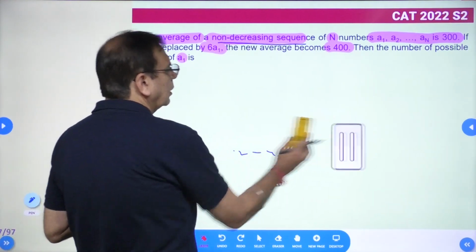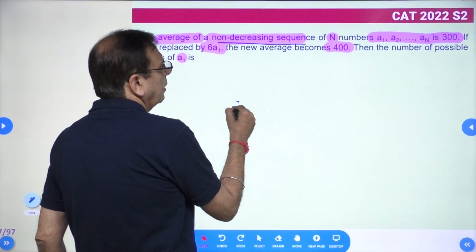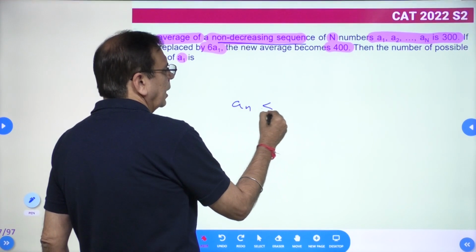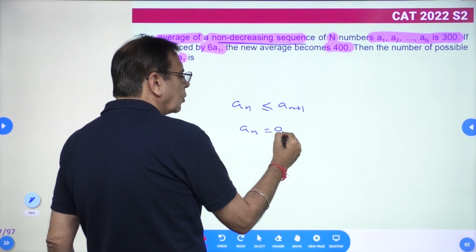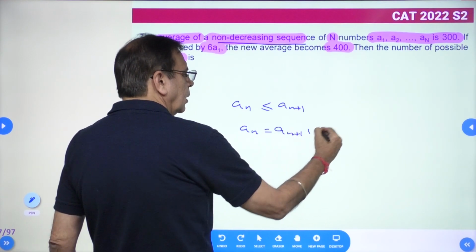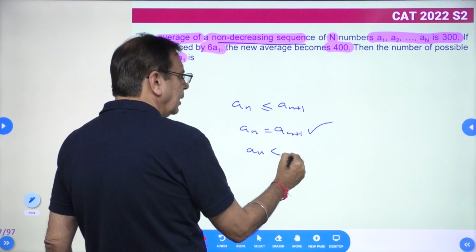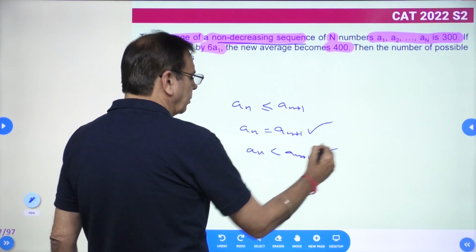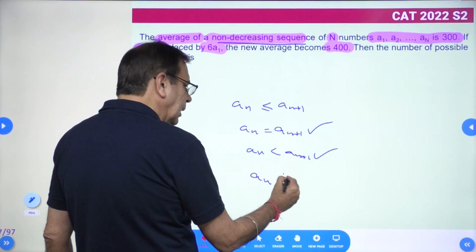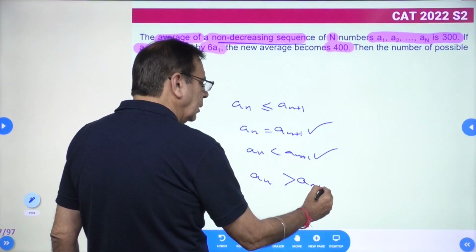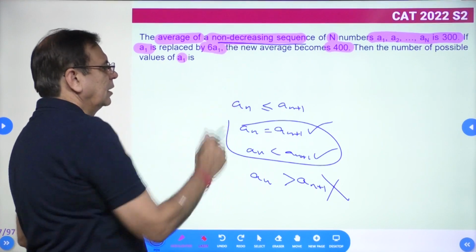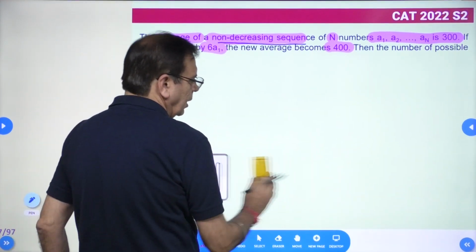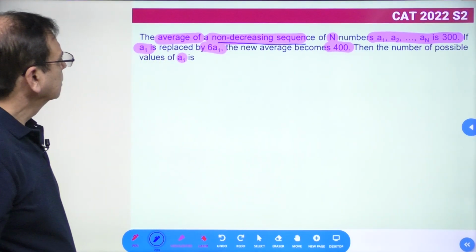So in general, what this is effectively saying, if you have AN, it has to be less than or equal to AN plus 1. Can AN be equal to AN plus 1? Yes, it is possible. Can AN be less than AN plus 1? Yes, it is possible. Can AN be greater than AN plus 1? No, as per the question, no. So this is what we need to understand when it says non-decreasing sequence. Okay, let's move ahead.